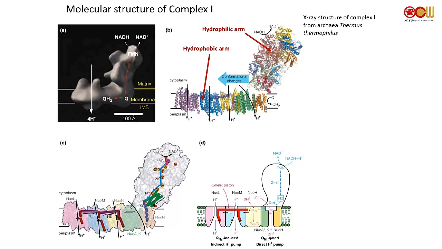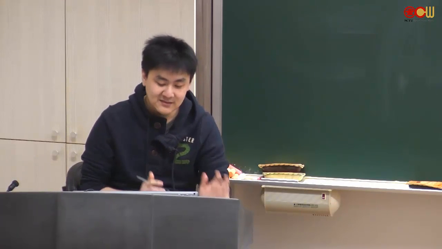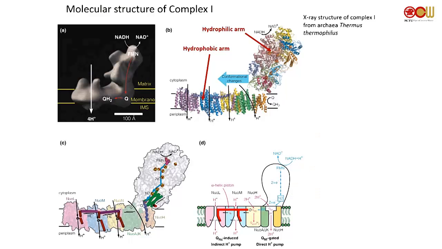Now we're getting to the actual details of each complex. We talked about the pathway level; now we're going to talk about the protein level. This is complex 1. It looks like an L-shaped thing. It's not exactly pretty, but whatever. Essentially, it has a leg that sticks into the matrix of the mitochondria.